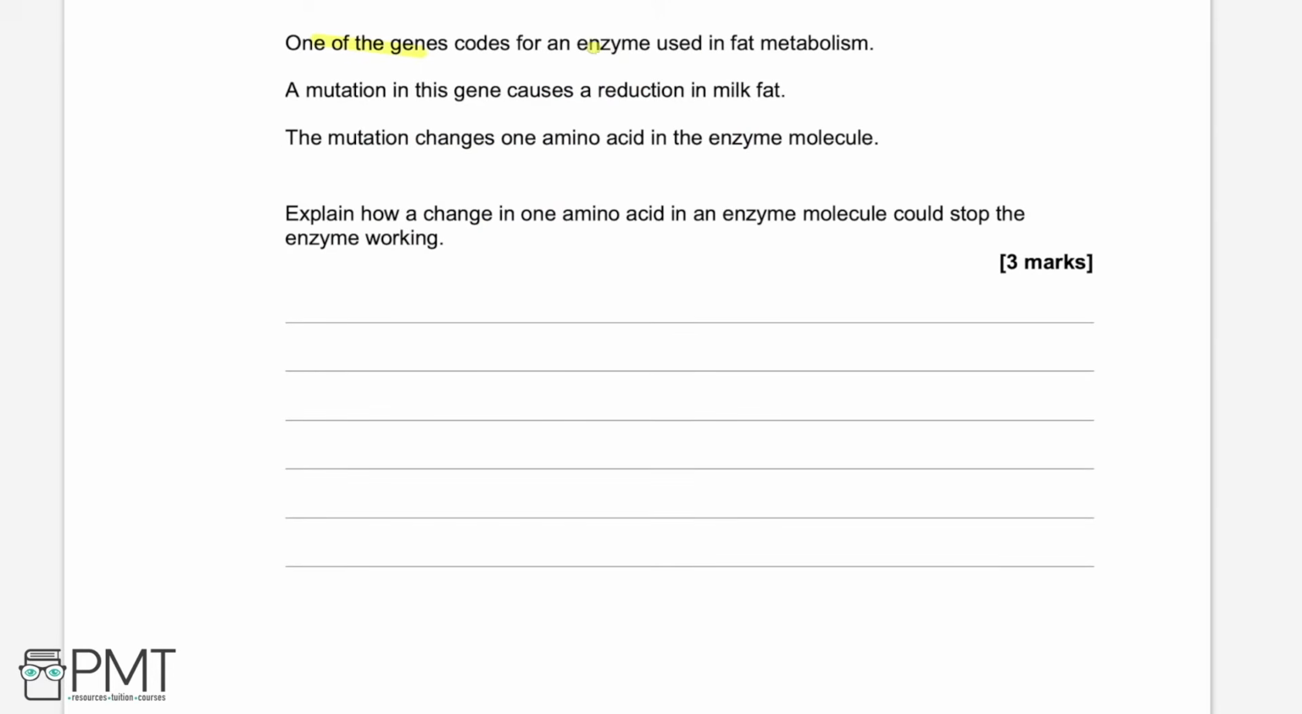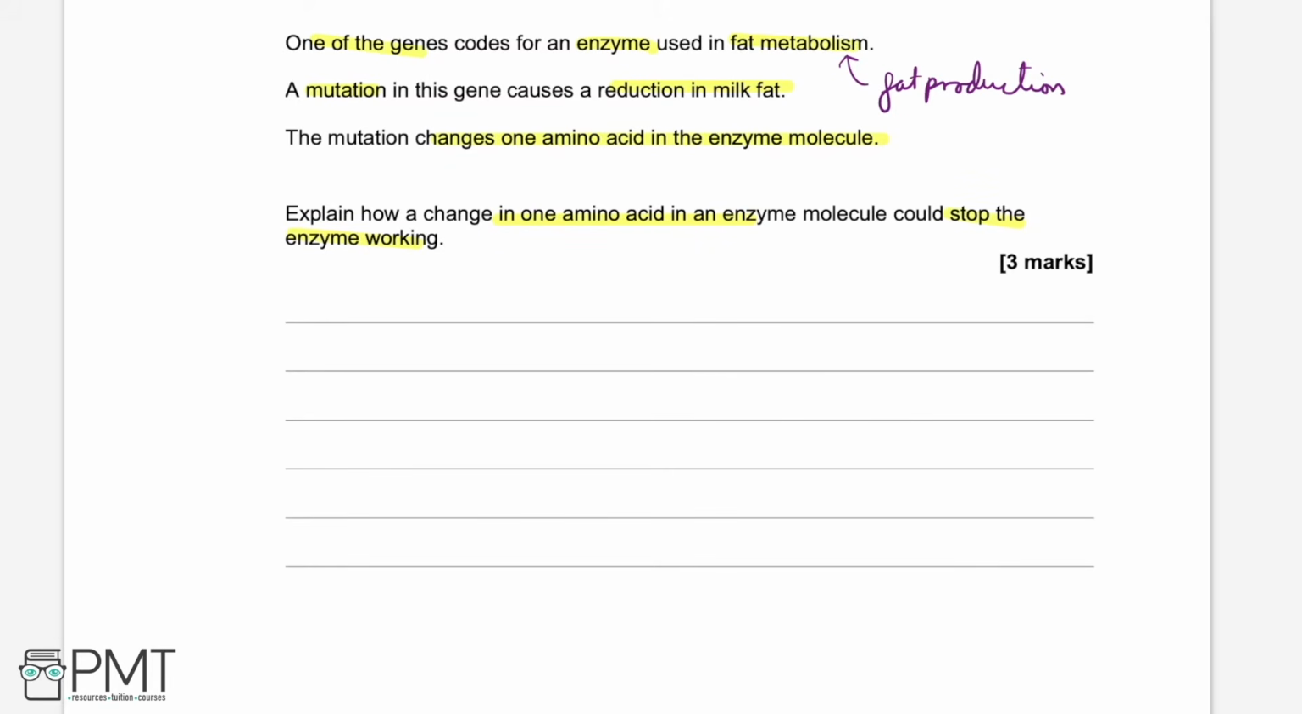One of the genes codes for an enzyme used in fat metabolism. In this context, the metabolism of fat means the synthesis of fat, the production of fat in the mammary glands of the cow, that is, its breast tissue. A mutation in this gene causes a reduction in milk fat. The mutation changes one amino acid in the enzyme molecule. Explain how a change in one amino acid in an enzyme molecule could stop the enzyme working.